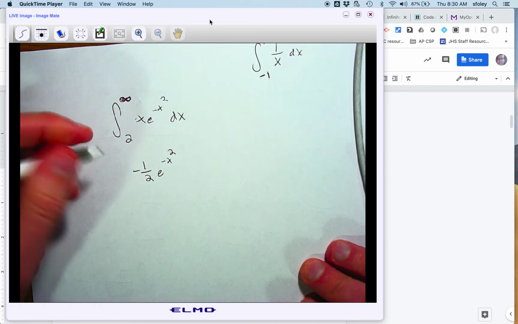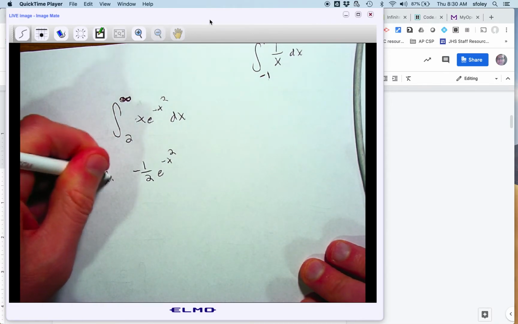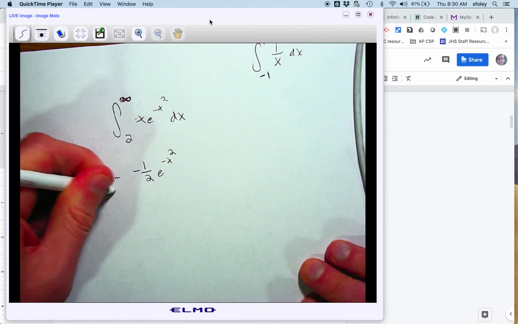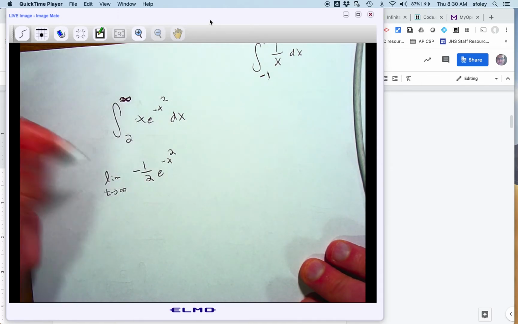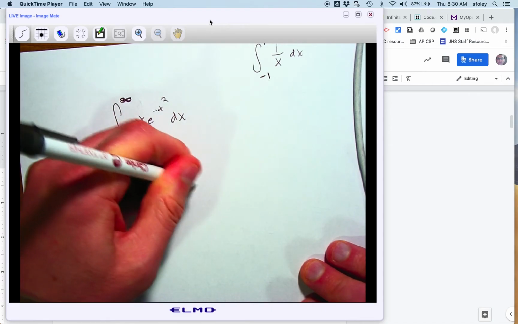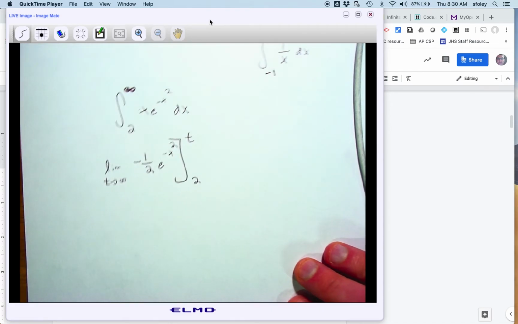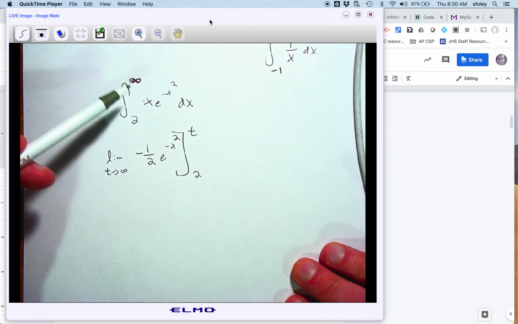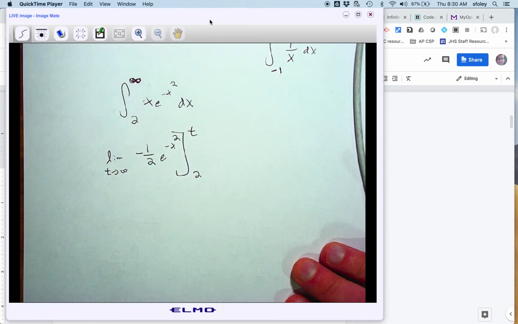When you show your work for this, they will always want you to turn it into a limit. And so we're going to take the limit as t approaches infinity, and then we'll make that upper bound t. You don't want to treat infinity like a number. You want to turn it into a variable and take the limit.